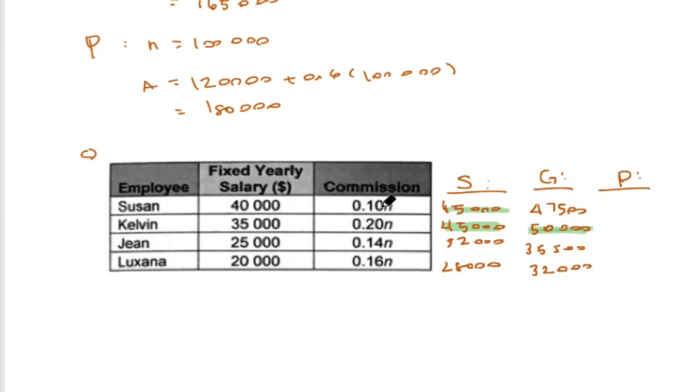So then in our last category, just one more, we can do the same thing but put 100,000 in each of our N values. Susan earns 50,000. Calvin earns 55,000. Jean earns 39,000. And Luxana earns 36,000. So here we can see the highest amount is Calvin. So Calvin earns the most.